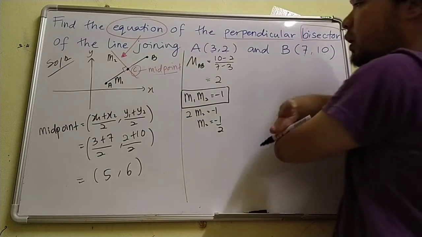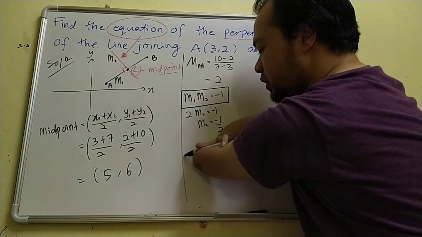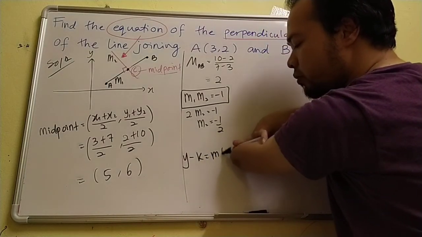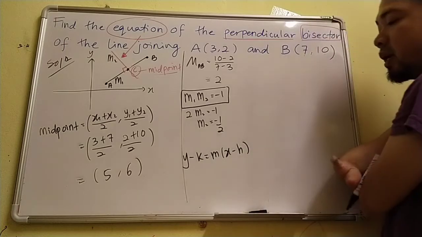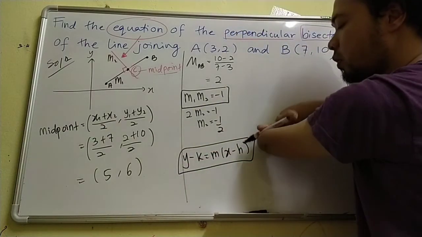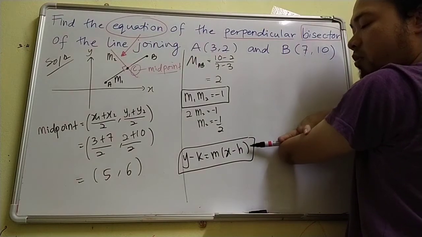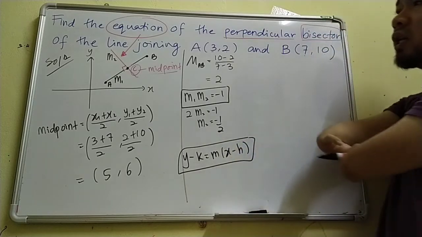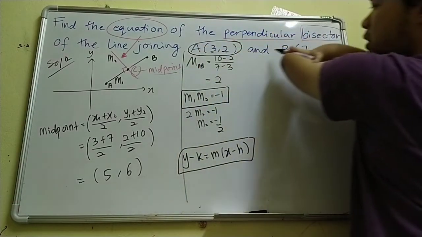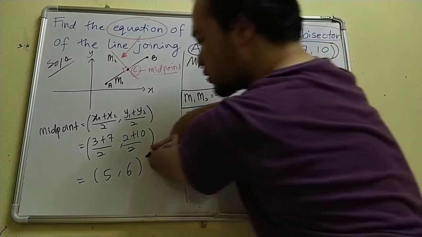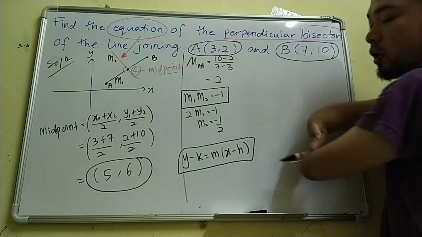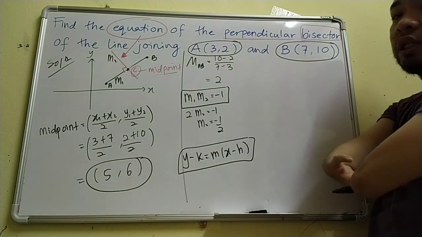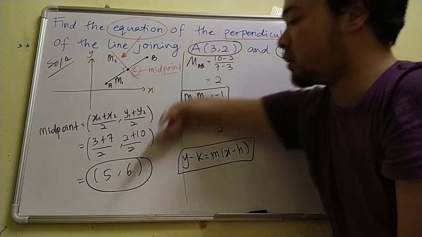Now, like I showed you just now, use the new formula: y minus k is equal to m(x minus h). But always remember, when you want to use this formula, you need to decide first which one is your h and which one is your k. Right now, we have 3 coordinates: coordinate A, coordinate B, and also the coordinate of the midpoint. Which coordinate should we choose? Is it up to you? Can we choose any coordinate?